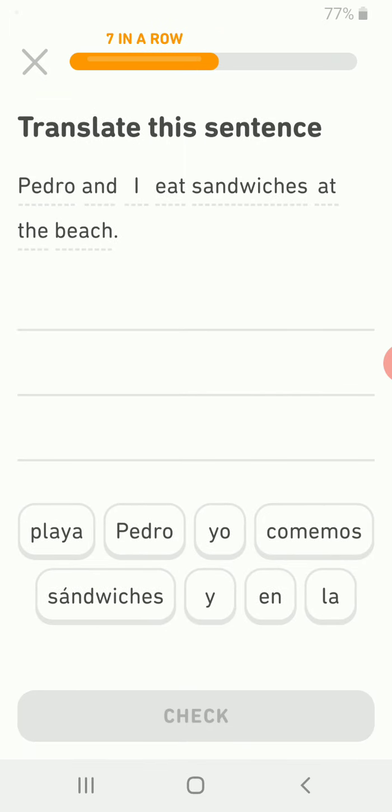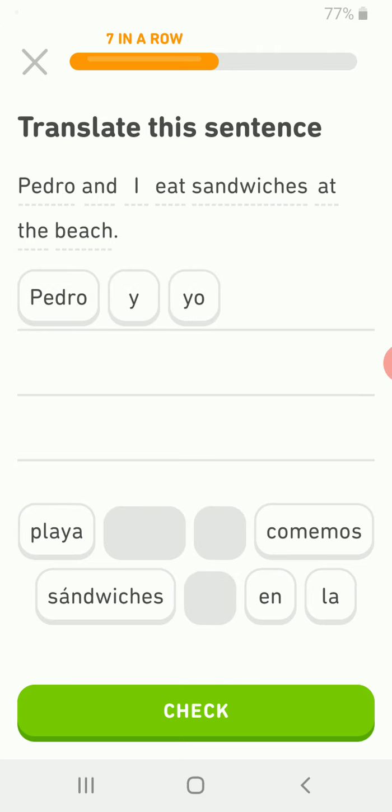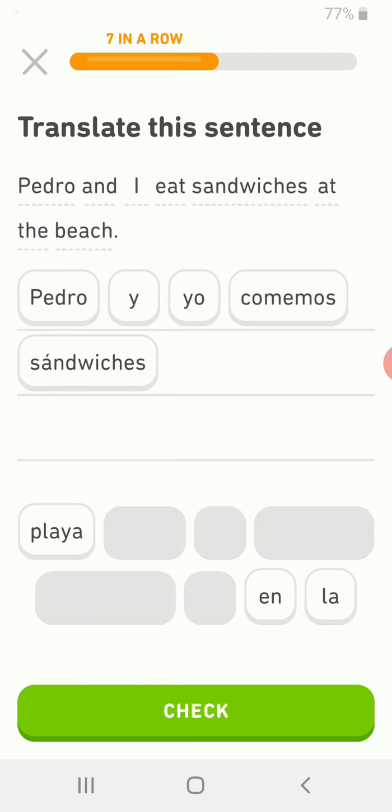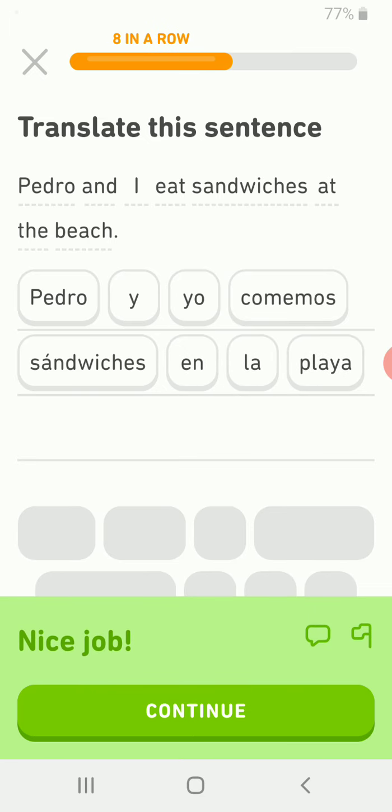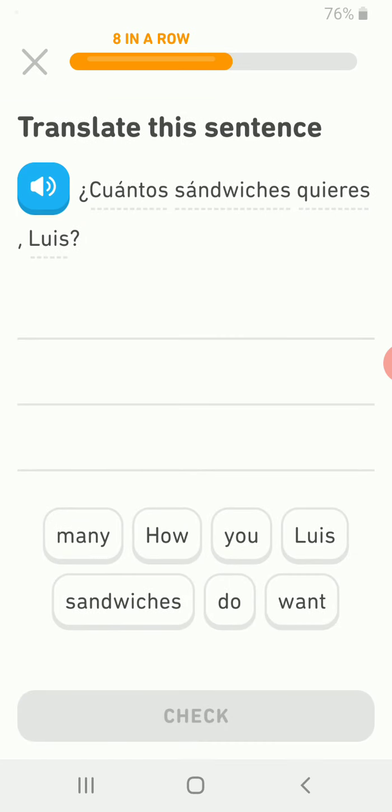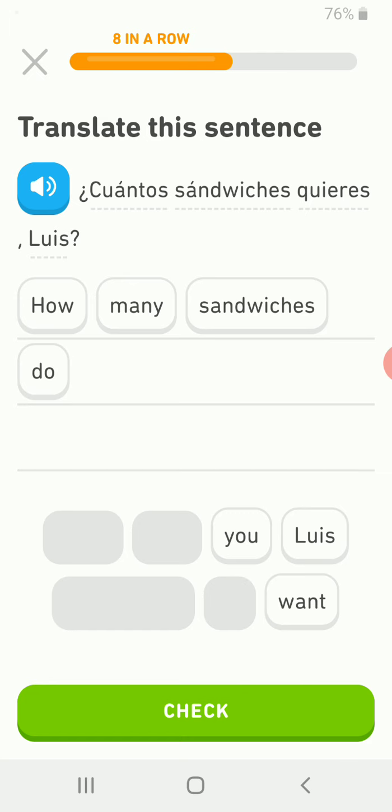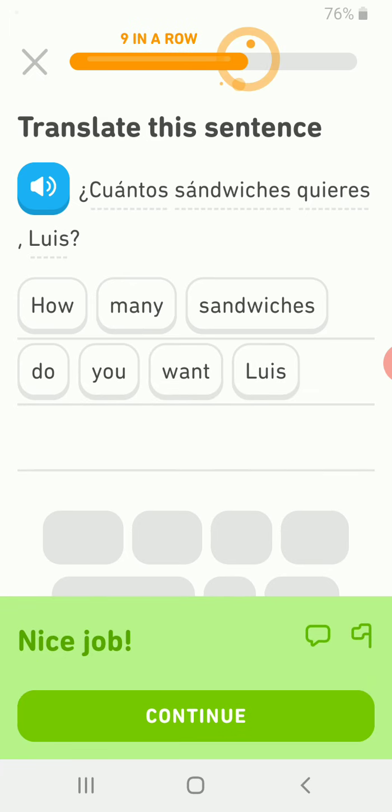Translate this sentence. Pedro and I eat sandwiches at the beach. So Pedro y yo comemos sándwiches en la playa. So I was going to say a la playa, but a la playa I think is to the beach, but en is at the beach. ¿Cuántos sándwiches quieres, Luis? So how many sandwiches do you want, Luis?